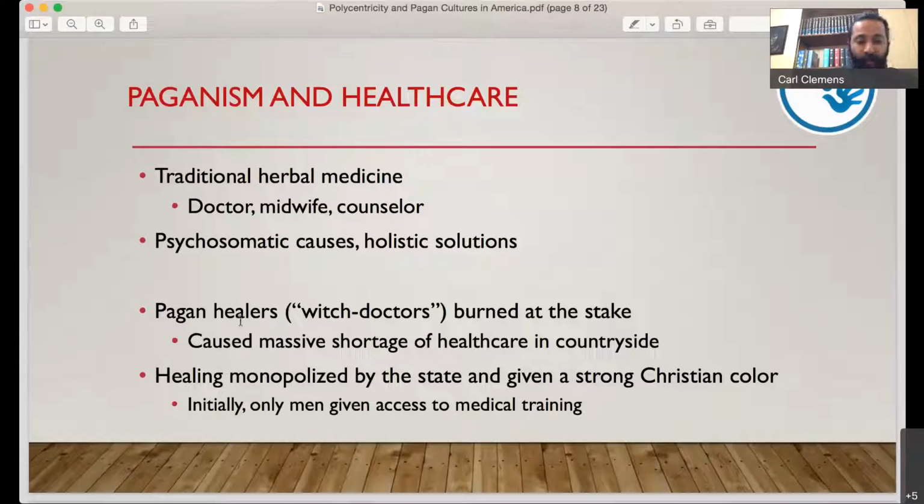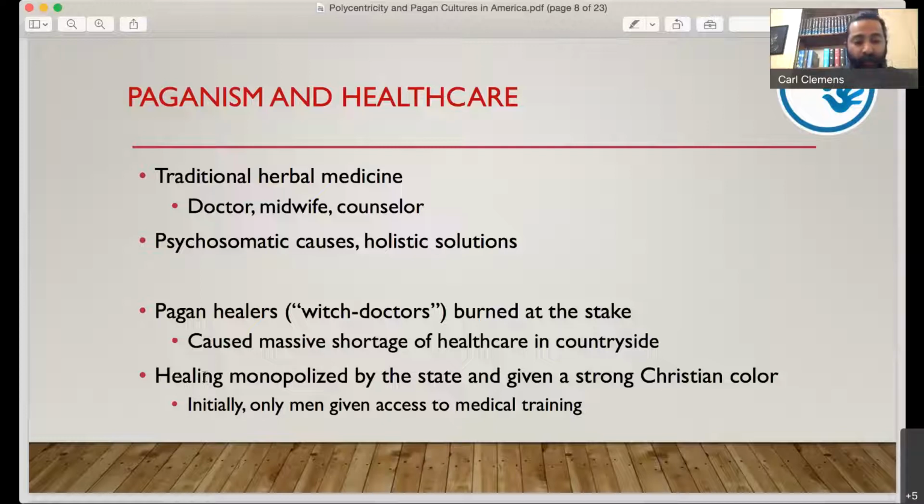So pagan healers, or witch doctors as they were called, were burned at the stake. They were in fact prime targets. And this is even before Western modern medicine really took off. Because they murdered or outlawed so many herbal doctors and midwives, it created a massive shortage of healthcare in the countryside in Europe at that time. And this continued even after modern healthcare began to develop, because it wasn't available in the countryside. It was just mostly in the cities.